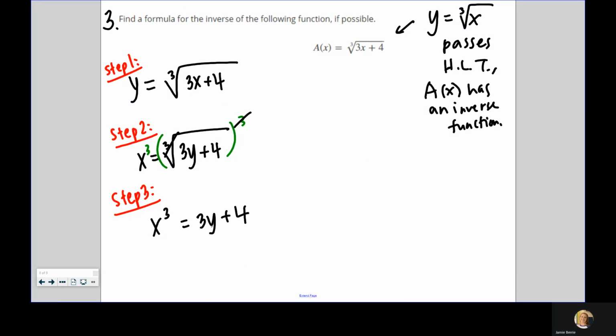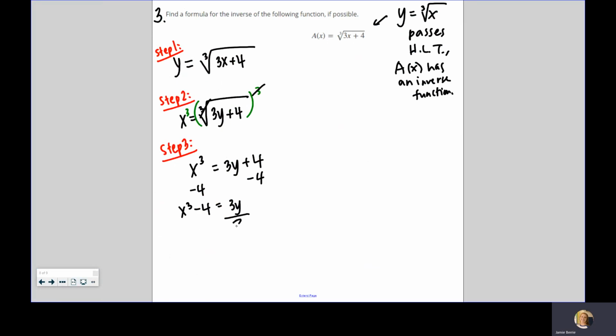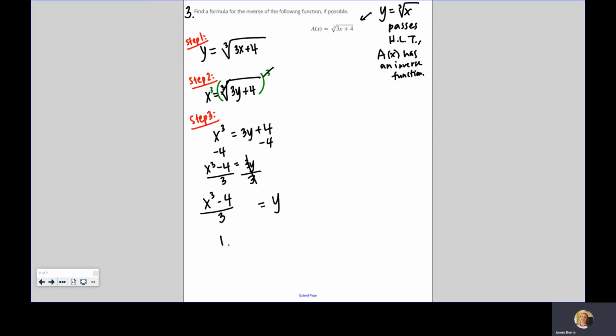All right, again, we're trying to get y by itself here, so subtract 4. Then, trying to get y by itself, divide by 3. Divide the whole thing by 3. You can divide each piece individually by 3. It does not matter. But you get y equals x cubed minus 4 all over 3. Now, we're typically used to seeing y on the left-hand side, so if you want to switch that over, that's fine.